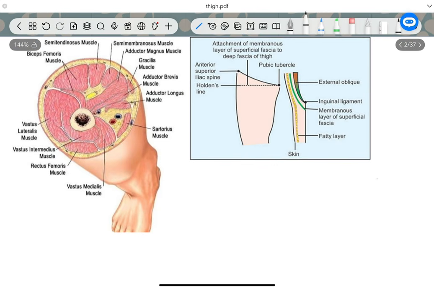Now on screen you can see there are two figures. Let's denote them first. This is figure A and this is figure B. Figure A is showing the cut section of the thigh. So this is our first topic of discussion.